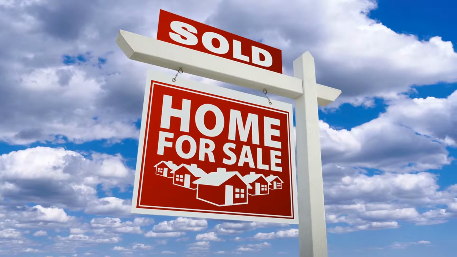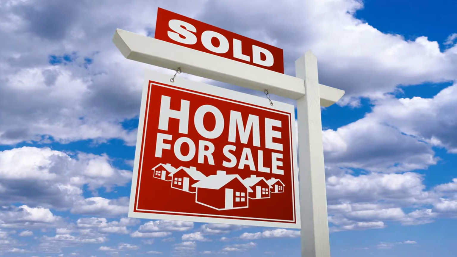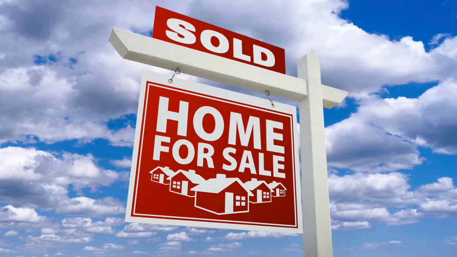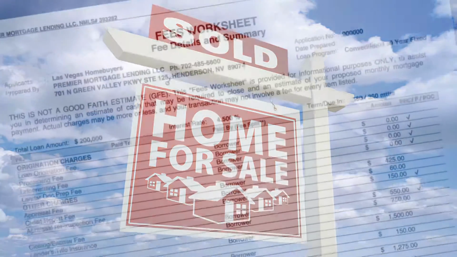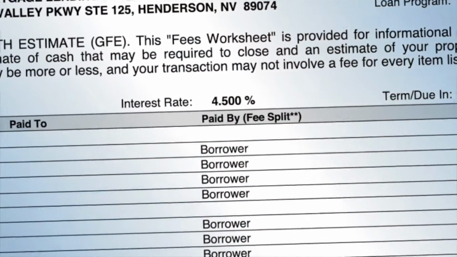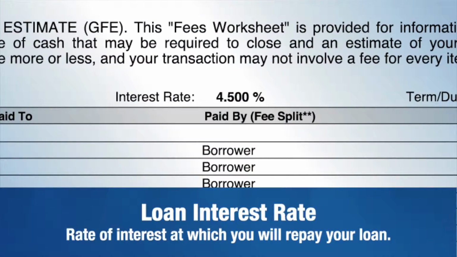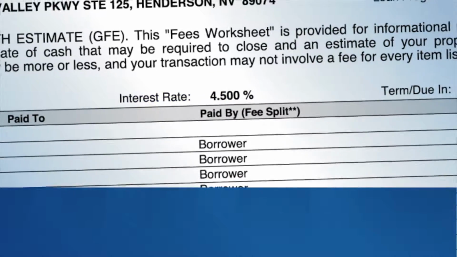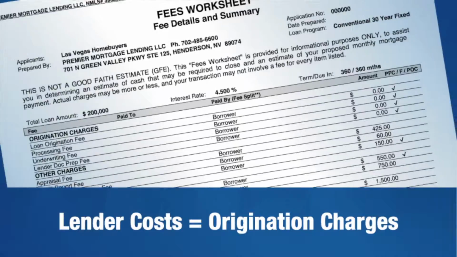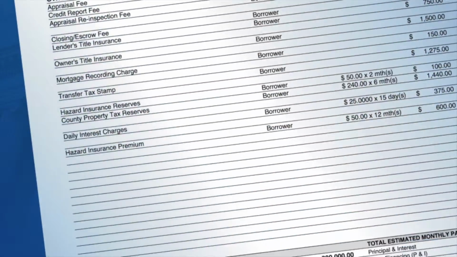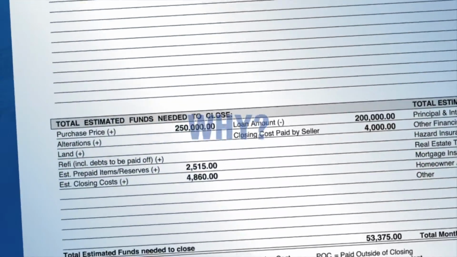The cost of obtaining a mortgage can really be broken down into two simple categories: the loan interest rate and the lender origination charges. The loan interest rate is simple to understand. It's the rate of interest at which you'll repay your loan. The interest rate is normally disclosed on the original estimated fee sheet that you'll receive from your loan officer. But the lender costs, called origination charges, are much harder for the consumer to look at and determine what the actual cost of the loan is.